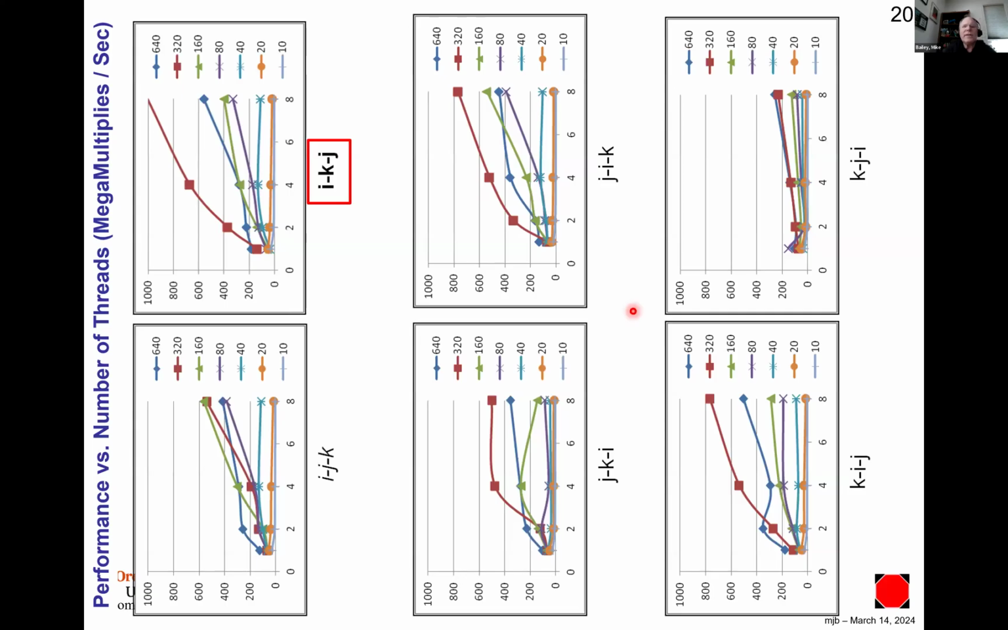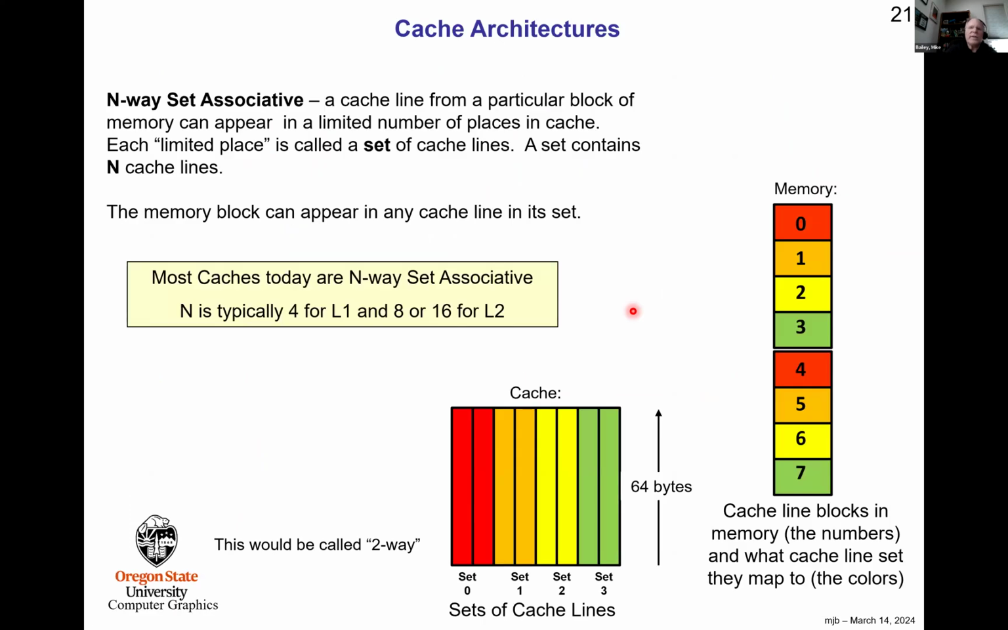All right, welcome back to Cache. We ended our first part right here with permuting the order of the three for loops in a matrix multiply, and what a huge difference that can make. But now let's go on to some cache architectures.